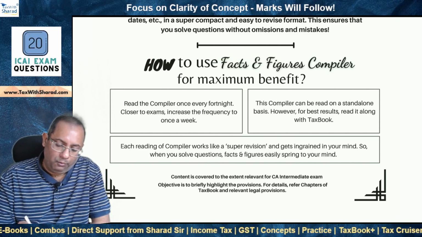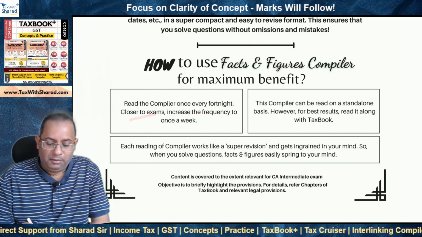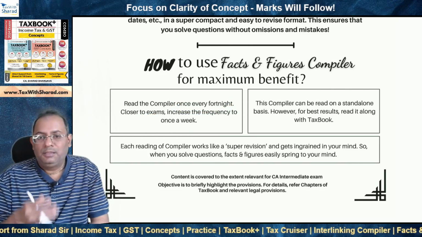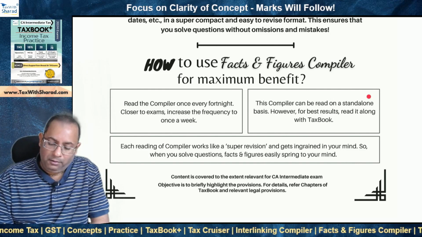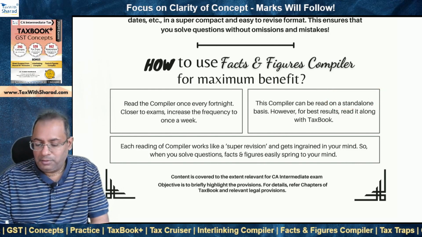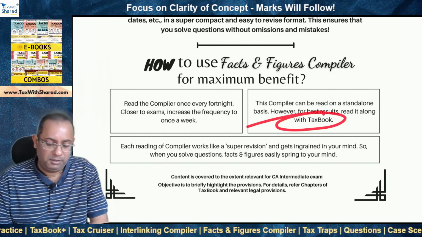Now, how to use the facts and figures compiler for maximum benefit? Read the compiler once every fortnight. Closer to the exams, increase the frequency to once a week. This is the minimum. The more you do, the better it becomes. This compiler can be read on a standalone basis. However, for best results, I will recommend that you read it along with the Tax Book Plus Concepts.